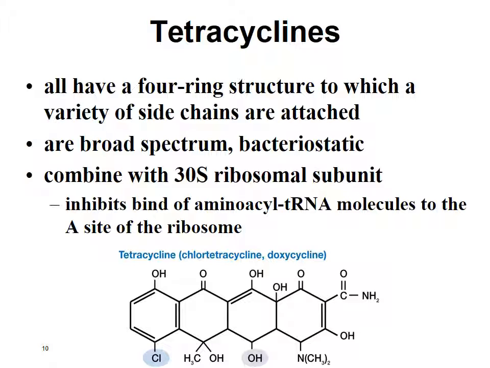The tetracyclines are a family of antibiotics with a common 4-ring structure, as shown here, and a variety of side chains are attached to the structure. Some of these are produced naturally by Streptomyces species, while others are semi-synthetic drugs. These antibiotics are similar to the aminoglycosides, and they work by combining with the 30S subunit of the ribosome. This inhibits the binding of the transfer RNA molecules to the A site of the ribosome.